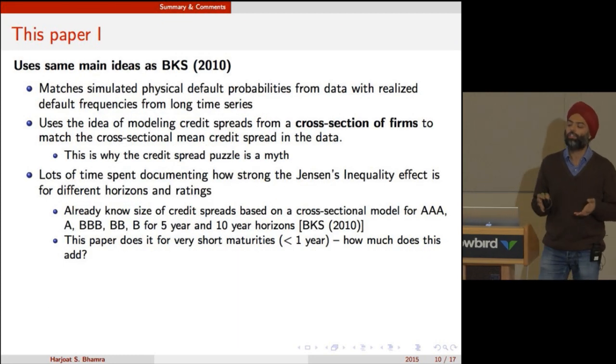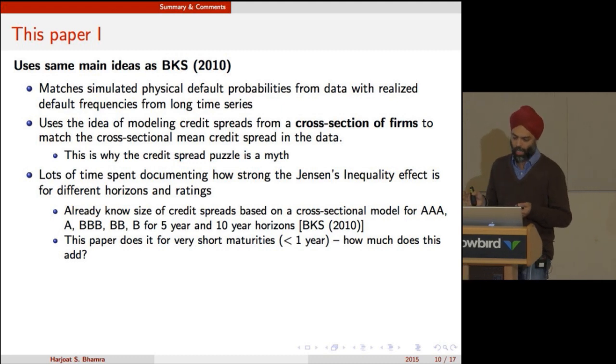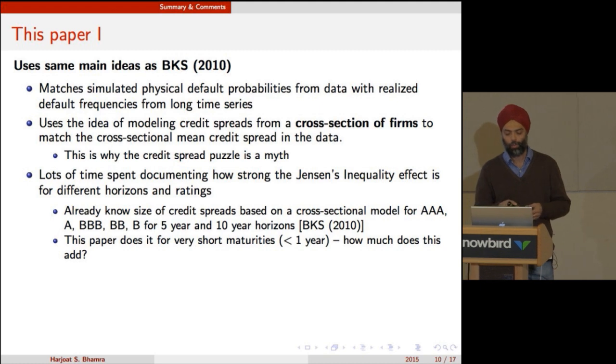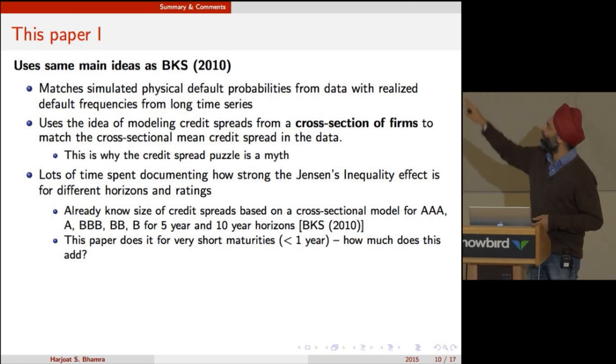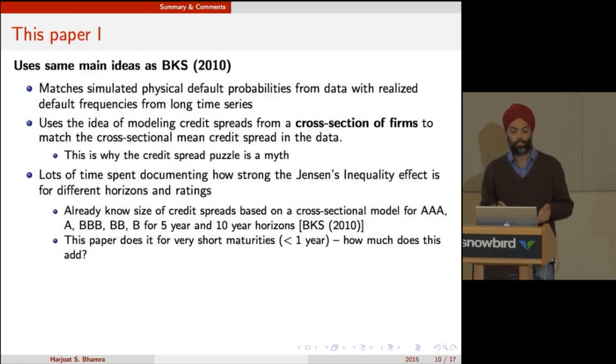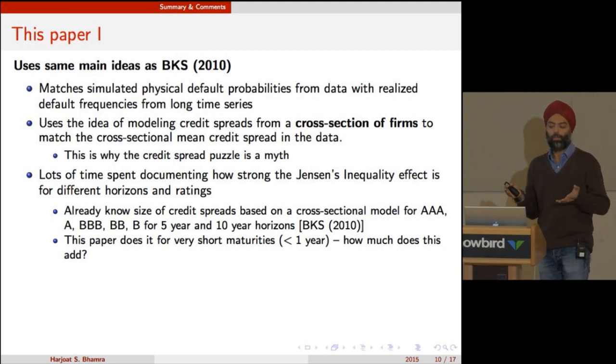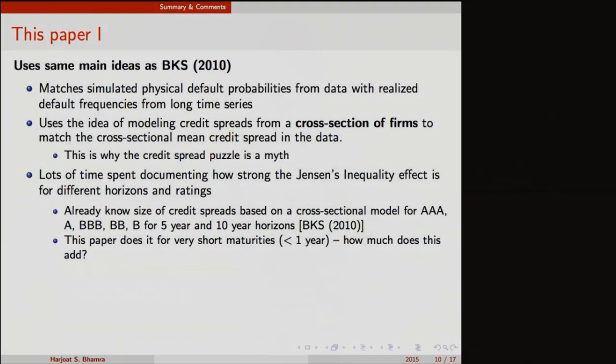This paper uses the same main ideas as the BKS paper. It matches simulated physical default probabilities from the data with realized default frequencies, and uses this important idea of modeling a cross-section of firms to match the cross-sectional mean credit spread in the data. And this is why the credit spread puzzle is a myth. If you take this representative firm approach, you're doomed to make a mess of things. You can try to get around it by various fixes, but it's better to do things right in the first place.